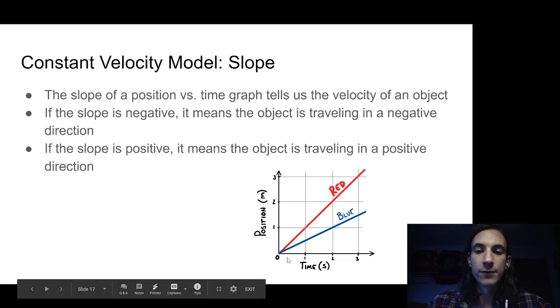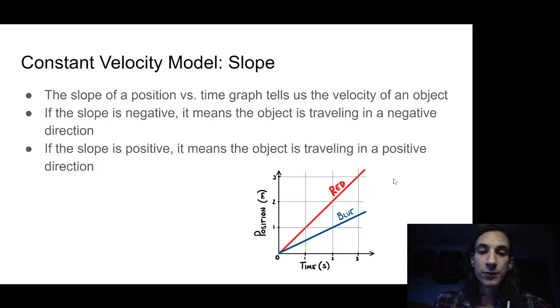If we look at these, we're comparing red and blue. Red has traveled 2 meters in 2 seconds, whereas blue has only traveled 1 meter in 2 seconds. So red is traveling faster than blue. So our slope is going to tell us about the velocity of our object.